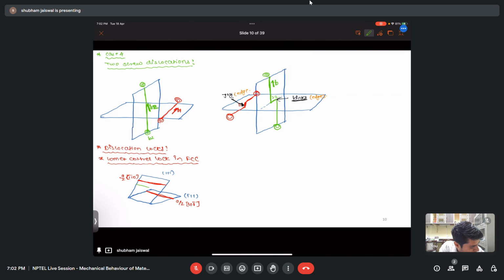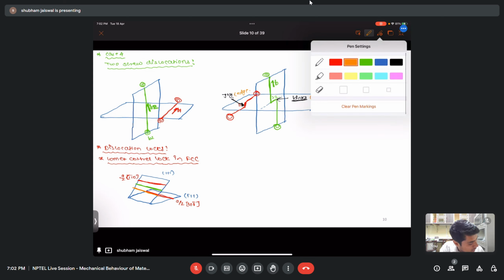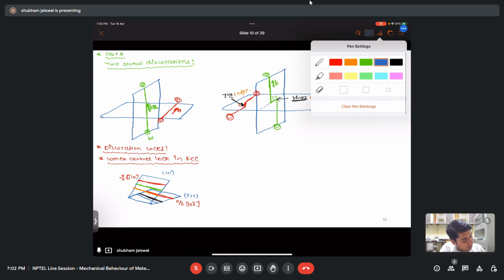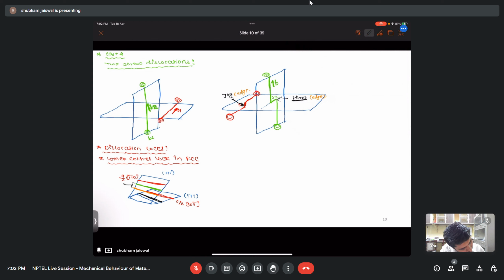So let's say these two dislocations are being created on this plane. Let's say here also this is another dislocation and this is one more dislocation. So let me write down. These are the partial dislocations, and this partial dislocation will create a stacking fault.